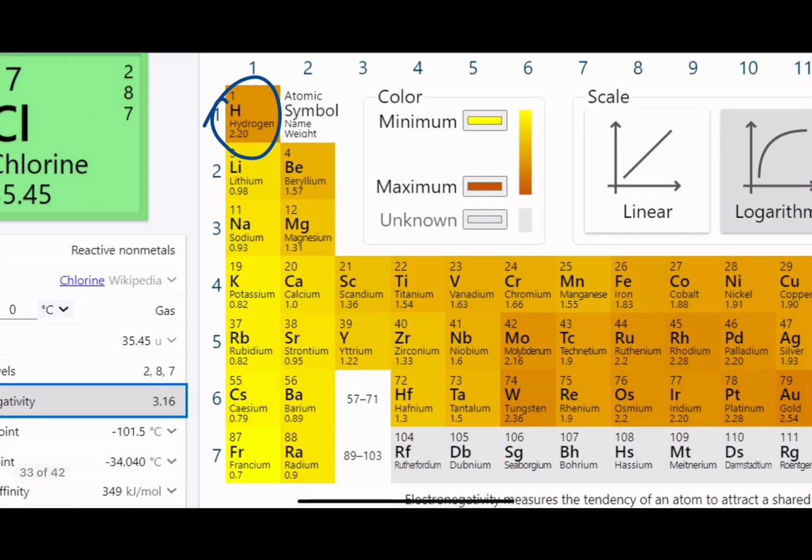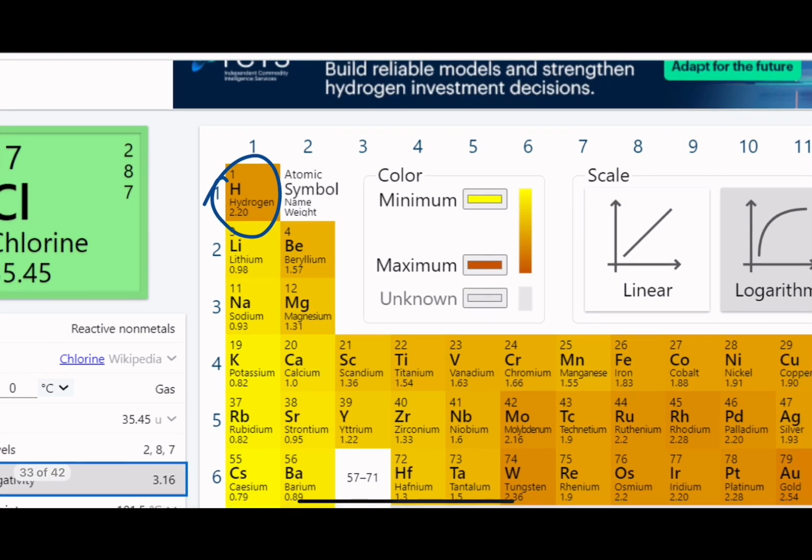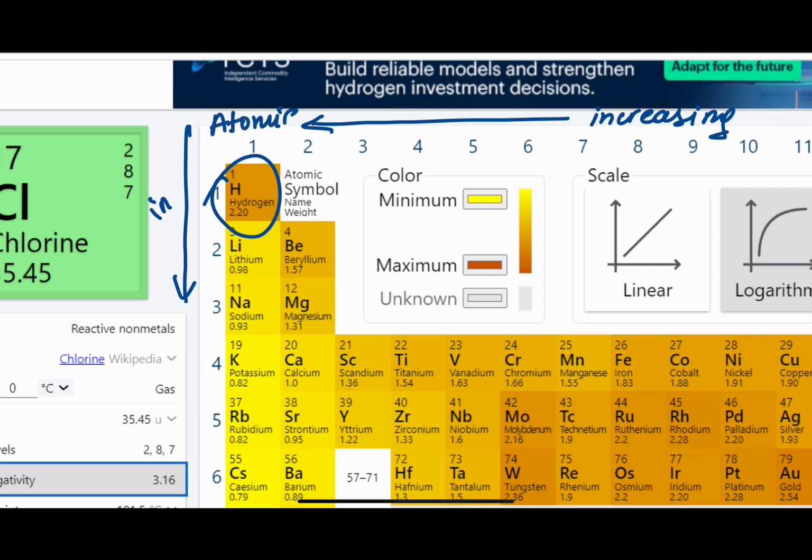On this one, we said that atomic radius is increasing in which fashion? If you guys remember. Okay, so we know that atomic radius is increasing from right to left and from top to bottom, right? It is increasing. This is atomic. Also the same for ionic radius.